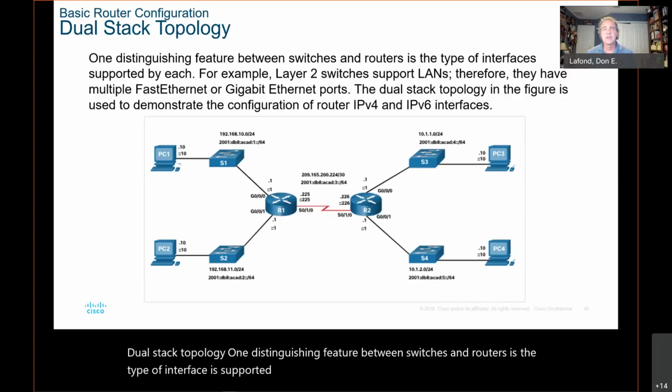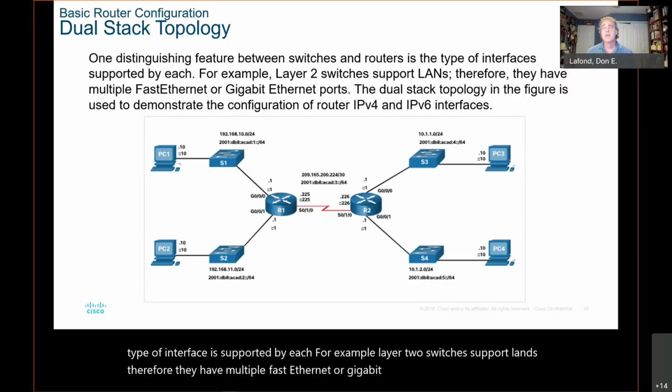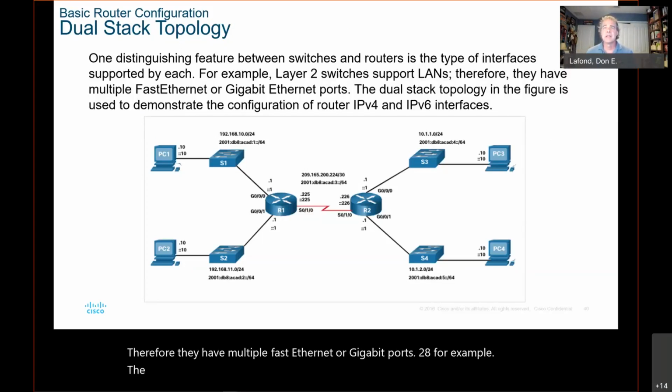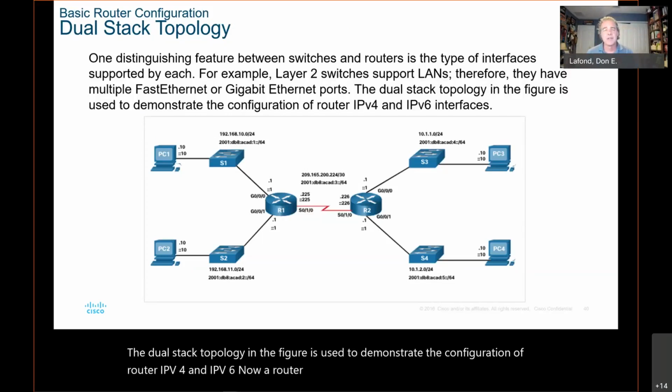Now, dual stack topology. One distinguishing feature between switches and routers is the type of interfaces supported by each. For example, layer 2 switches support LANs. Therefore, they have multiple Fast Ethernet or Gigabit ports, 28 for example. The dual stack topology in the figure is used to demonstrate the configuration of router IPv4 and IPv6. Now, a router doesn't generally have 28 connections. It's limited to 2 or 4 connections.